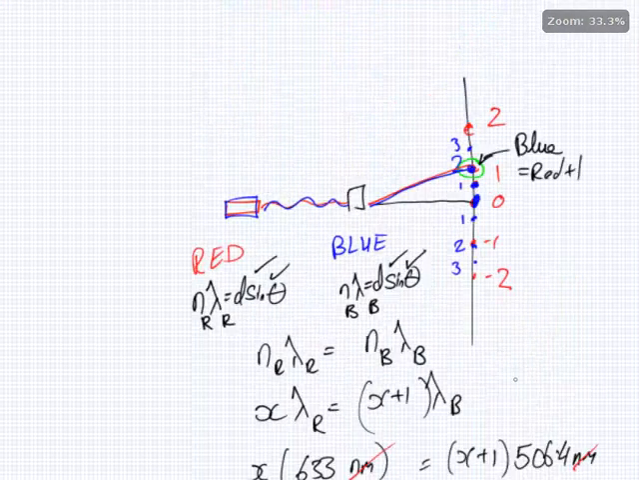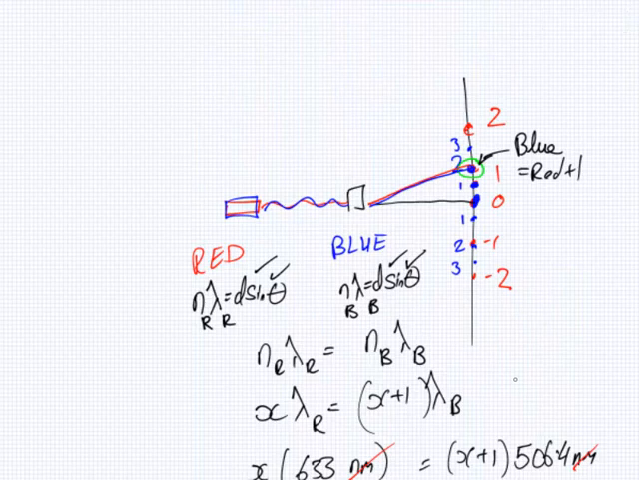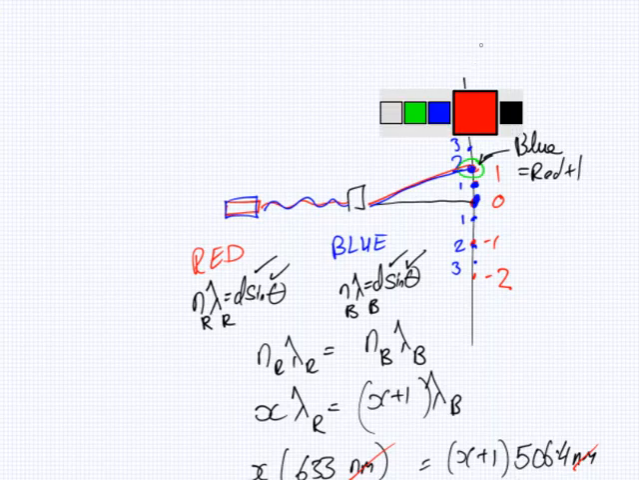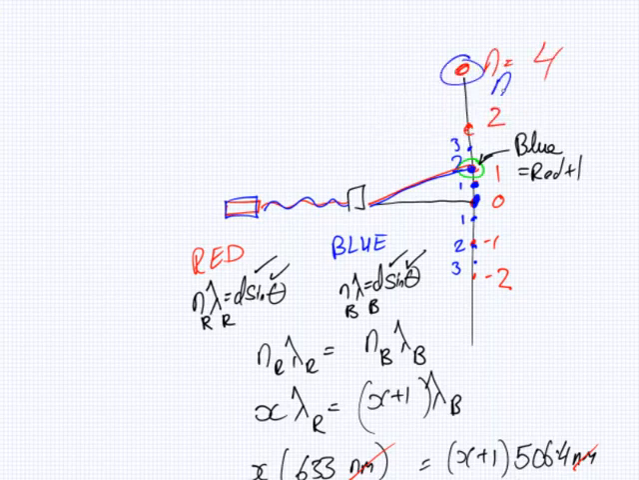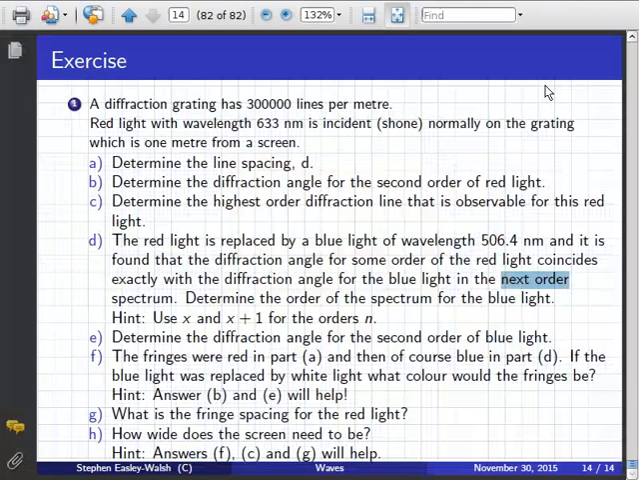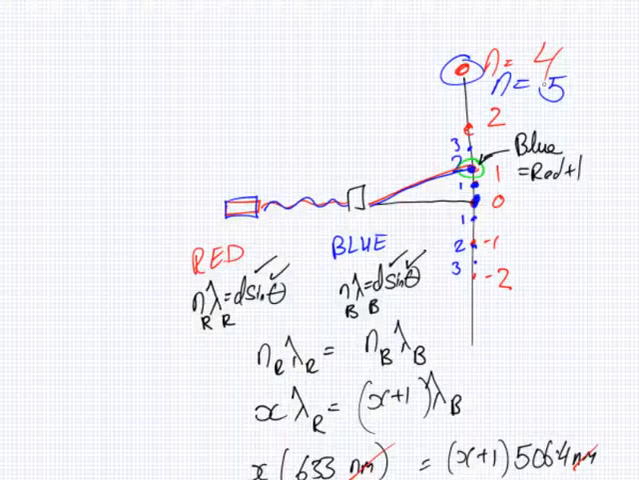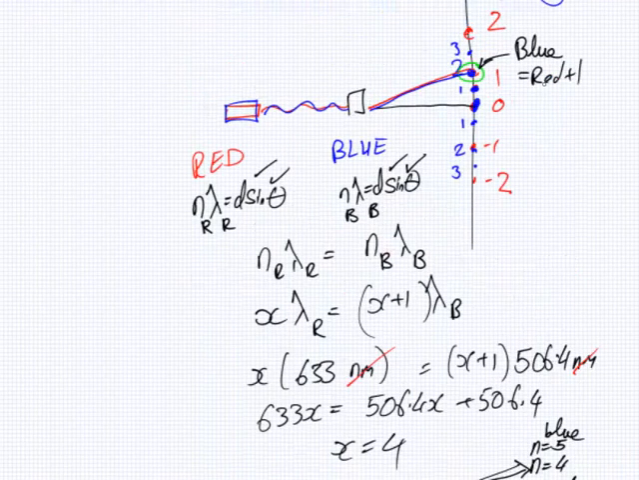Go back up here to my picture. I only drew 2 as an example because I didn't know what the answer was, but the answer actually is when the n is 4, that's actually the same place as the blue 5. Okay. Next part. Hold on. Go back to here.